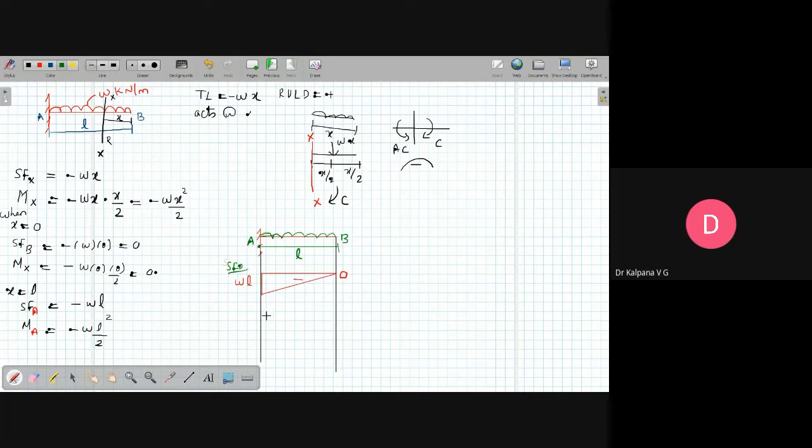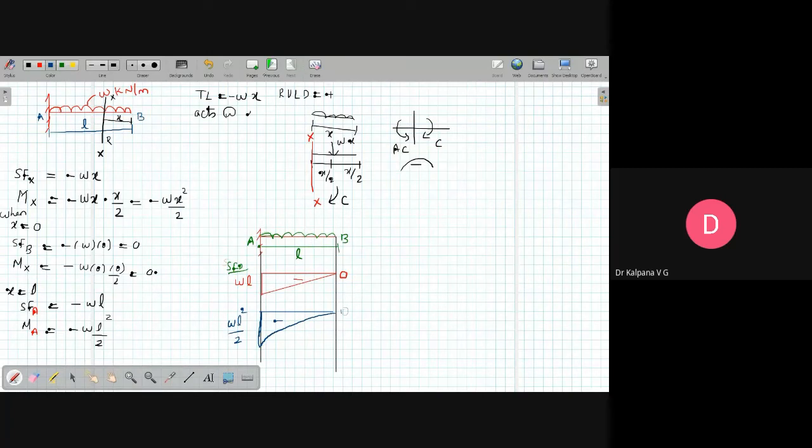Whereas the bending moment diagram will be, since it is having a degree of 2 equation, and for UDL, as we all know, it starts from 0 and the value is WL square by 2. So what we have to do is connect it through a parabolic curve, WL square by 2. Hence it is a parabolic curve, which again is hogging bending moment, negative.